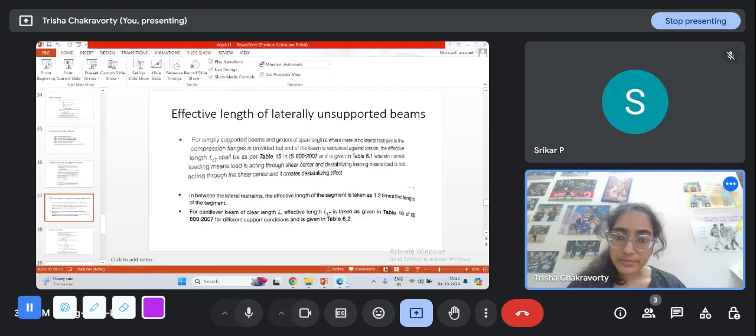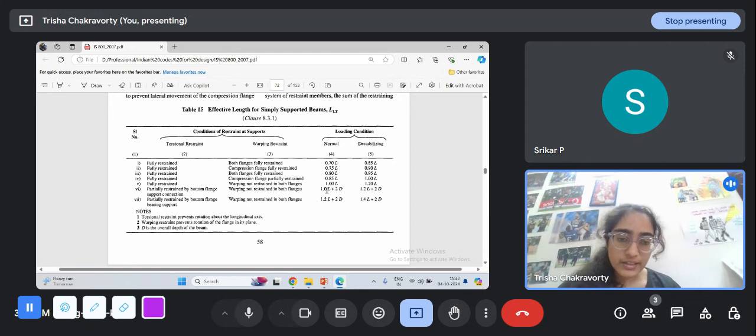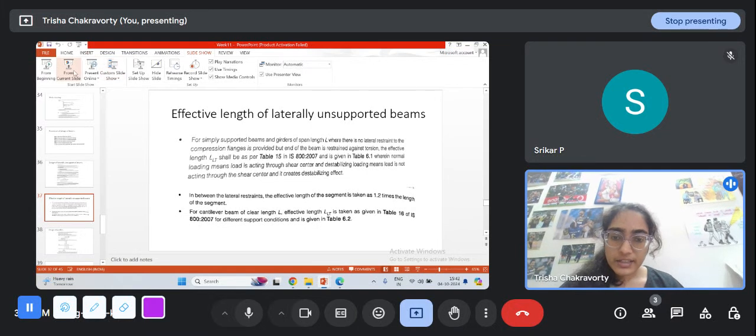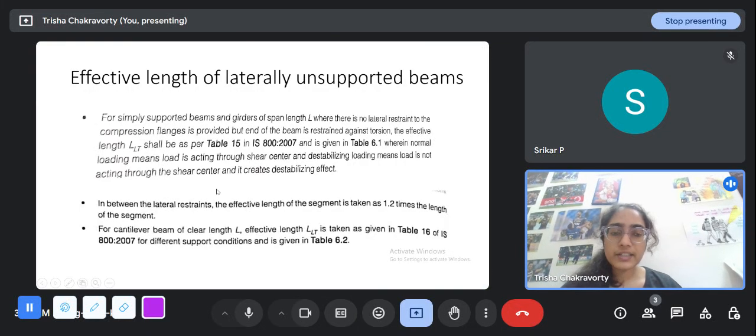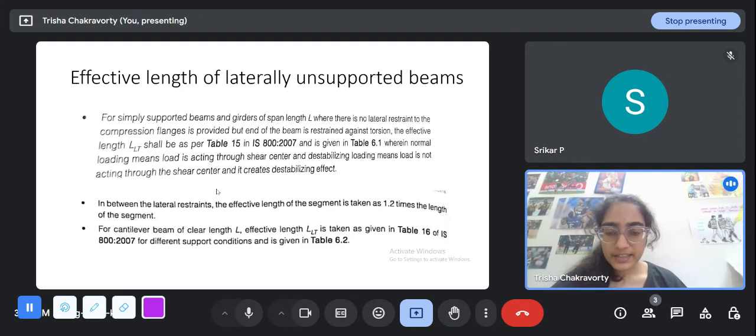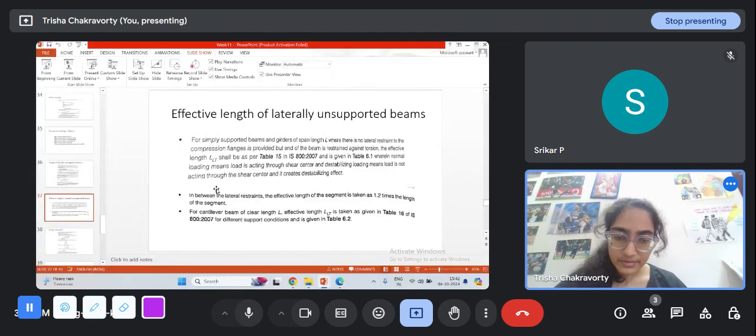Okay, let's look at table 15. I think this one. So this is the table that we have to follow for the effective lengths, and I don't think destabilizing loading condition will be considered under normal loading conditions. So for these, you have to identify which case is relevant in the question. In between the lateral restraints, the effective length of the segment is taken as 1.2 times the length of the segment. For cantilever beam of clear length L, effective length LT is taken as given in table 16.